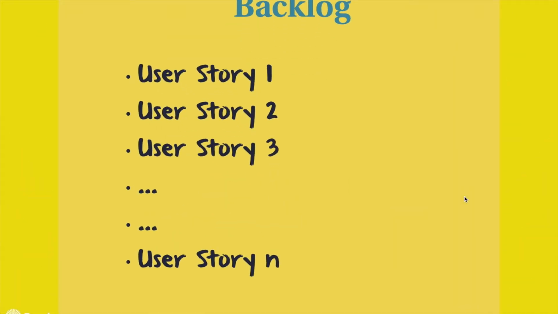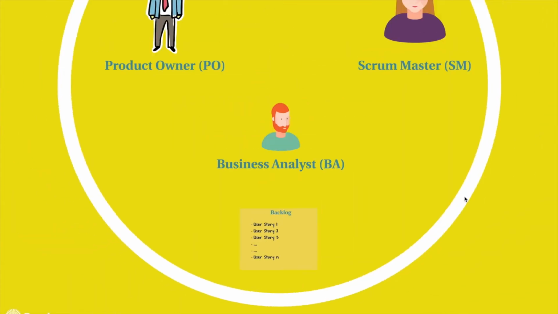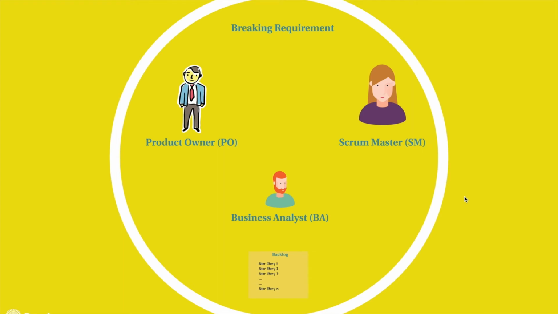Let's say the main requirement is to build a login page, and this main requirement can be divided into a number of small parts like adding a label, adding a text box, adding a reset link, adding a login button. All these can be written as user stories. So a user story is a small part of a bigger requirement, and the collection of all the user stories is a backlog.